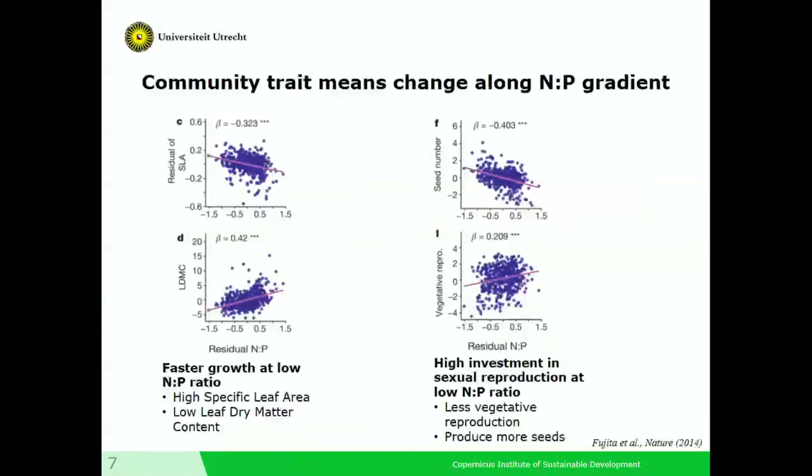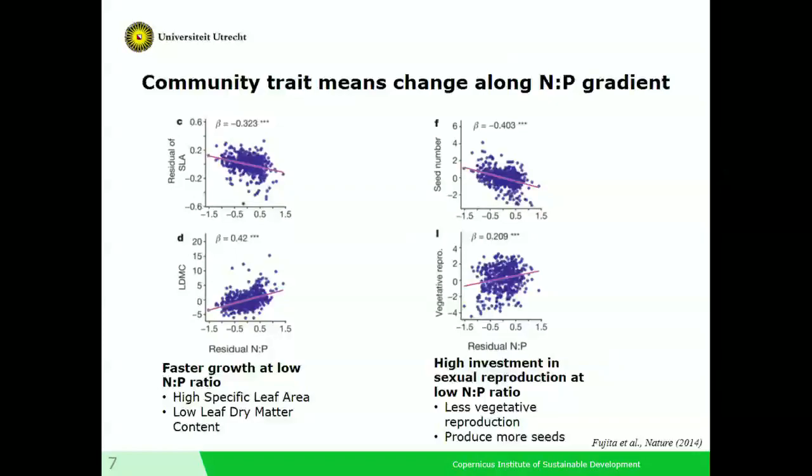Then we had another colleague, Yuki Fujita, and she looked into community trait means and how they change along the nitrogen-phosphorus gradient. And what she realized is that there is likely an interaction between the nitrogen-phosphorus gradient and productivity. So what she did is she removed the effect of productivity first. So what I'm showing you here are the unique effects of the nitrogen-phosphorus ratio on community trait means. So what do we see?